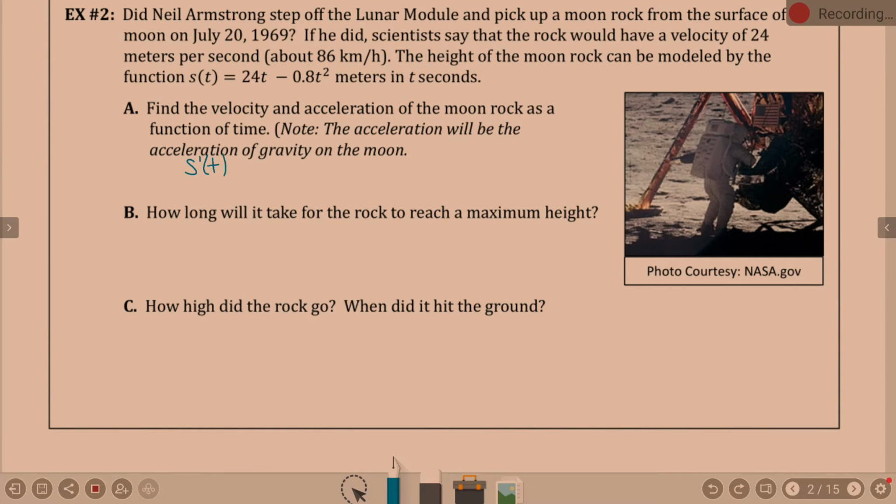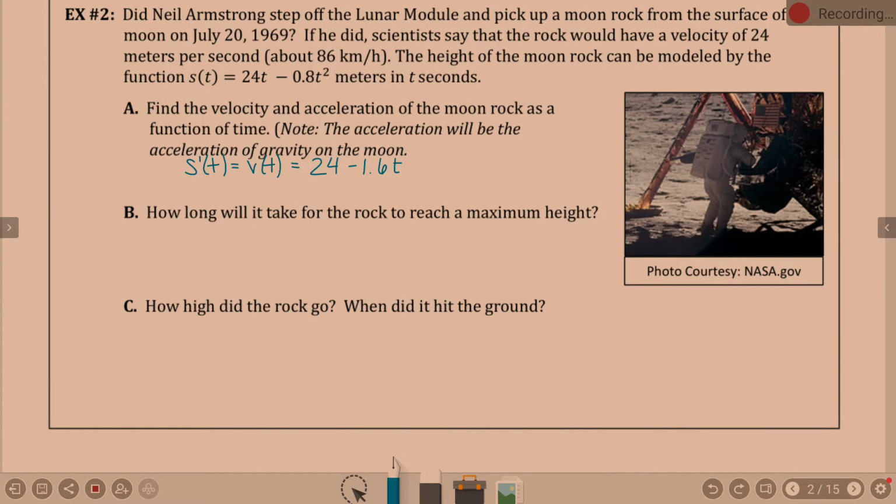So the first derivative of position is velocity. And it is commonplace to write s prime of t equals v of t. By stating that, I am telling my grader, whoever is grading my AP test, that I understand the first derivative of position is velocity. That's often a connection you want to make. What's the derivative? Okay, 24 minus 1.6t.